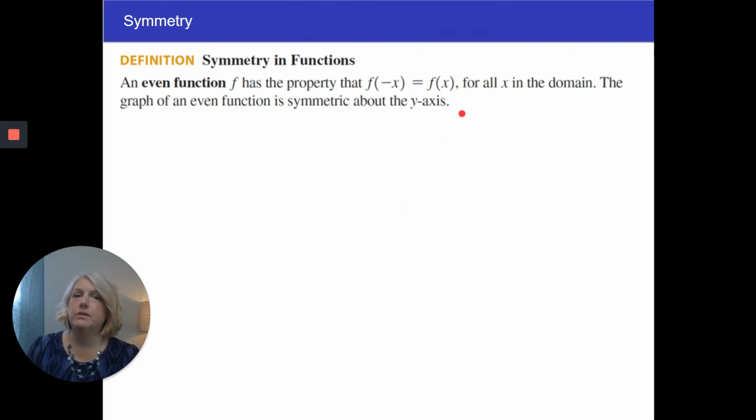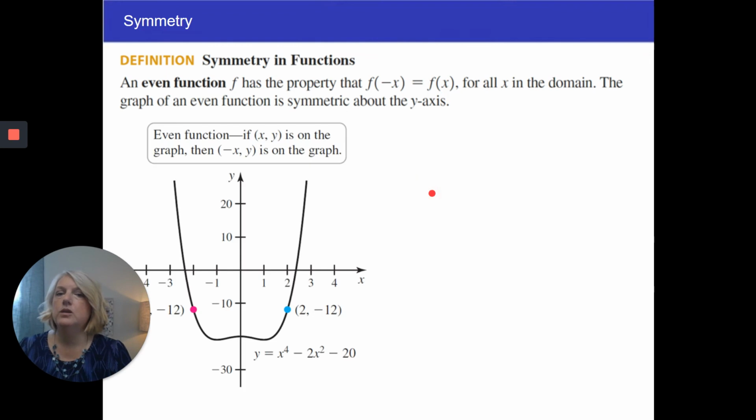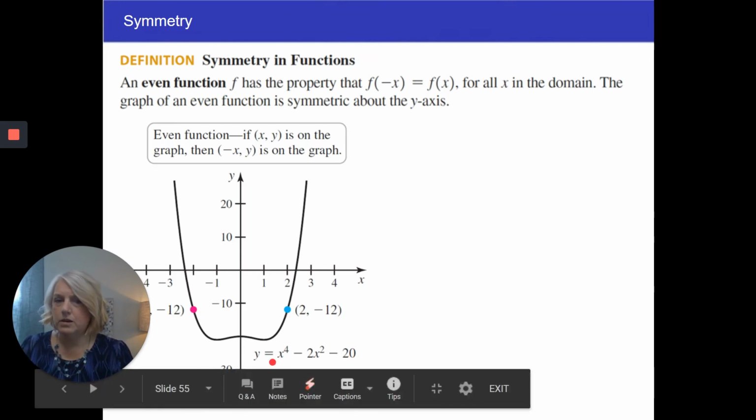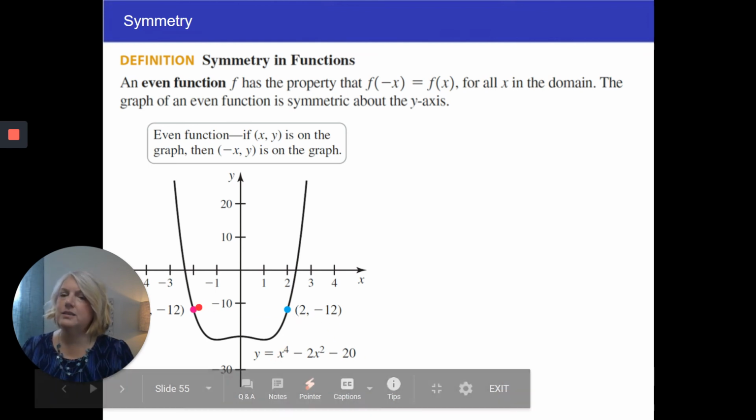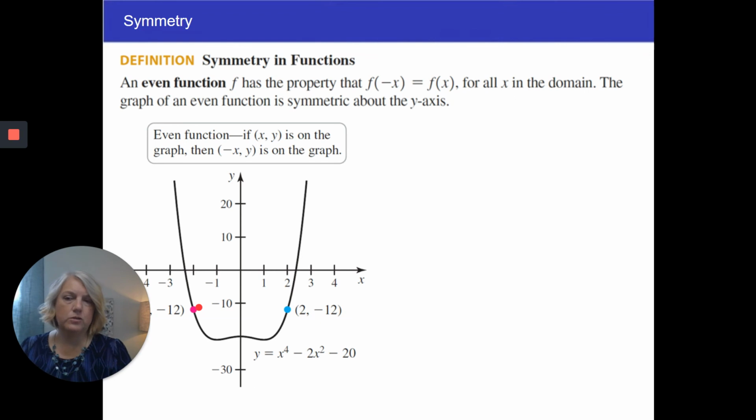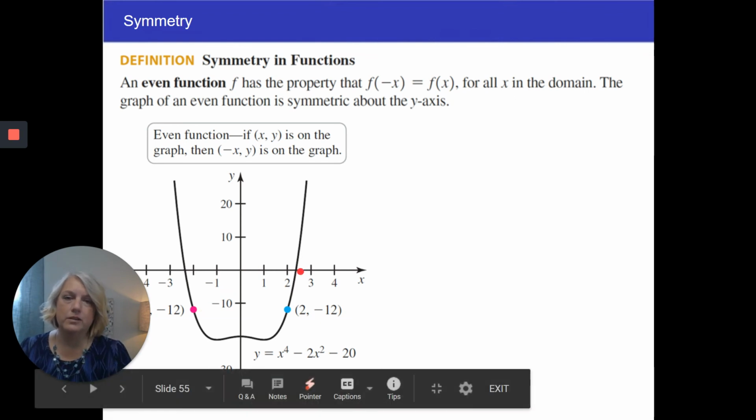So even symmetry, here's our property. We're basically saying that the x's were opposite, but the y's were the same. So when I put in the opposite x, the y, also known as f of x, is exactly the same. Here's another example, not a parabola, but a fourth degree polynomial. It has to be true for all points. Just because two points match doesn't mean it works; it has to match for all points. So this point right here would match that point over there and so on.